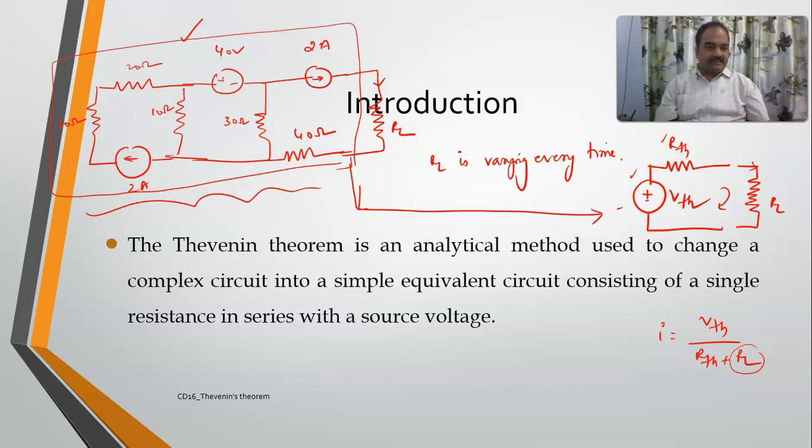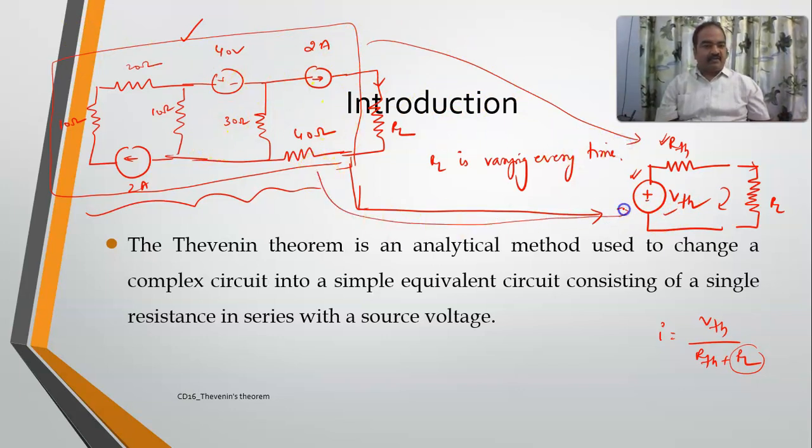And there is a condition that the network which you are trying to simplify must be a linear bilateral network. So the statement is that any linear bilateral network consisting of any number of elements or any number of sources can be replaced by a single voltage source in series with a resistance. Now what is the value of resistance and what is the value of VTH? Because so many resistances are being simplified into RTH, and so many sources are being simplified into VTH. So what is the value of RTH and VTH?